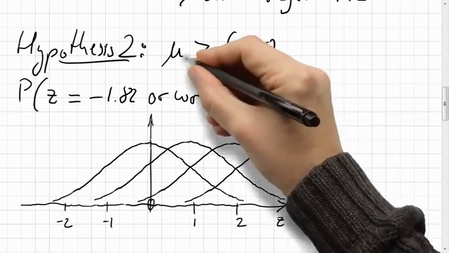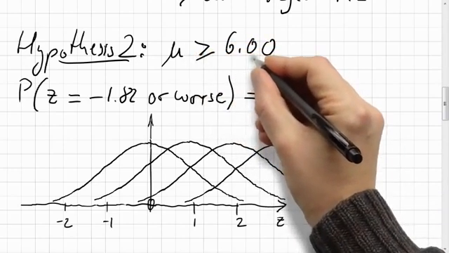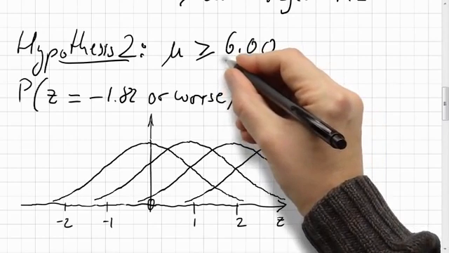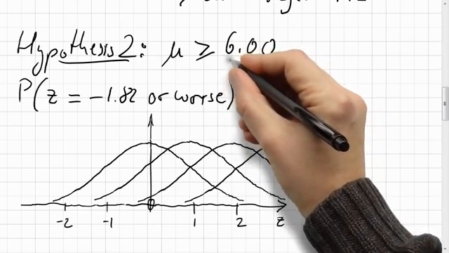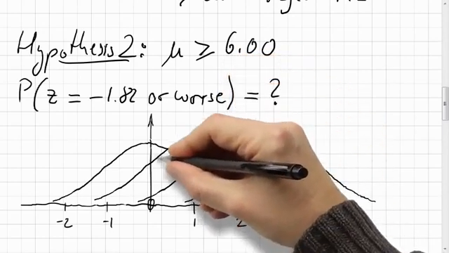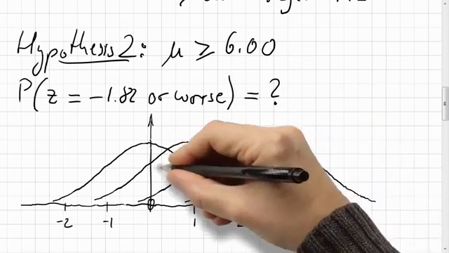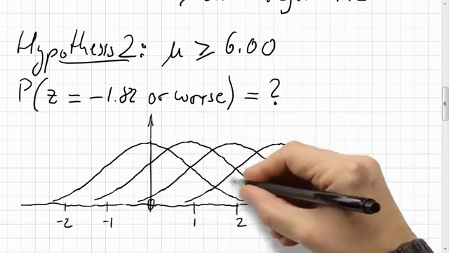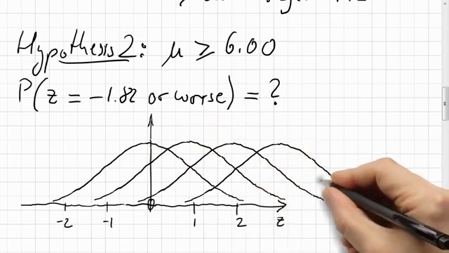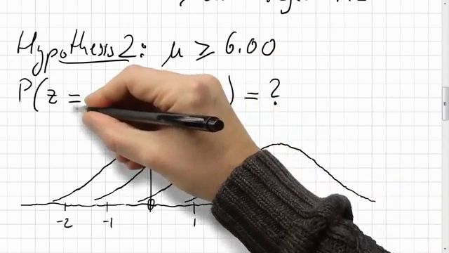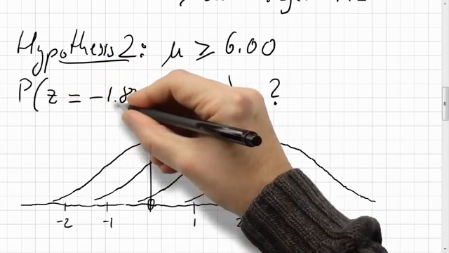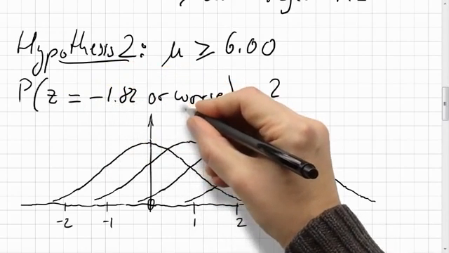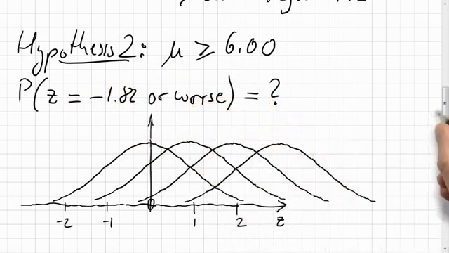And of course, the expected value could be 100, 1000, 24. It could be 2.712 or whatever. So we do not know which of these curves, which of these distributions is the right one. We only know it's one of these. That's the hypothesis. And now we have to think about what this means. Z is minus 1.82 or worse.